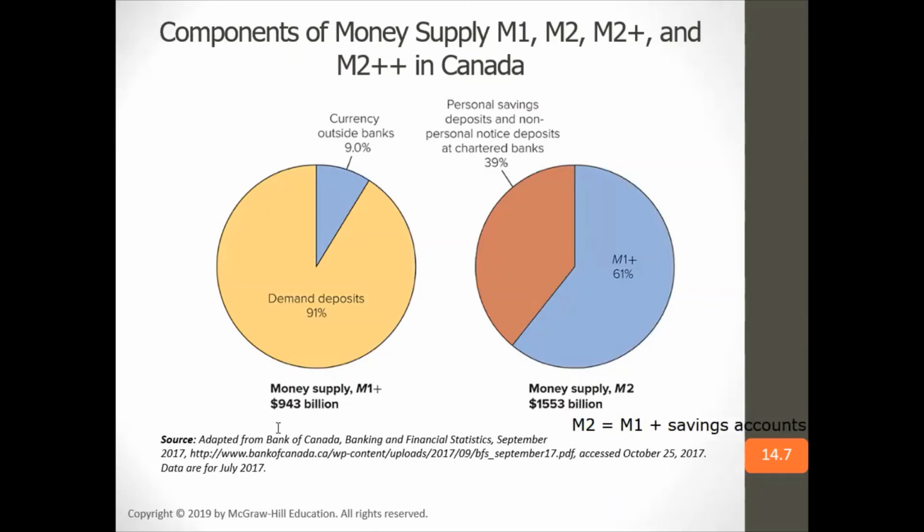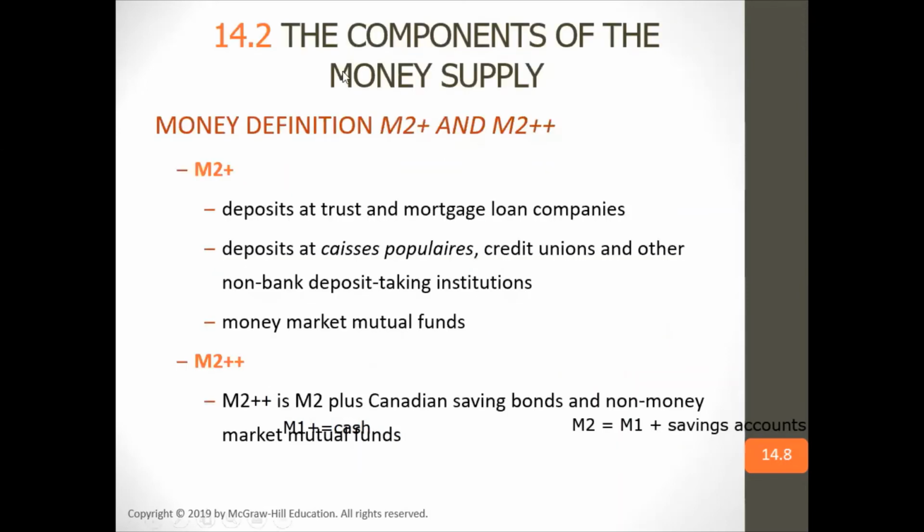And then M1 plus is basically just cash. Then M2 plus includes money from credit unions and money market mutual funds. Then M2 plus plus is Canadian savings bonds and also non-money market mutual funds.